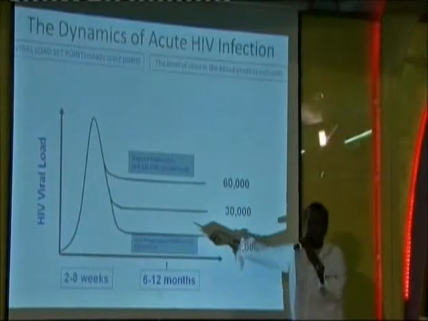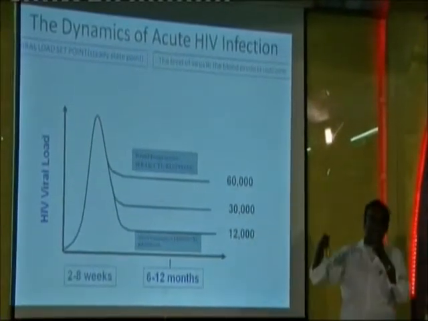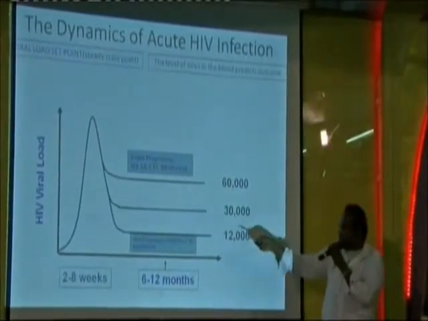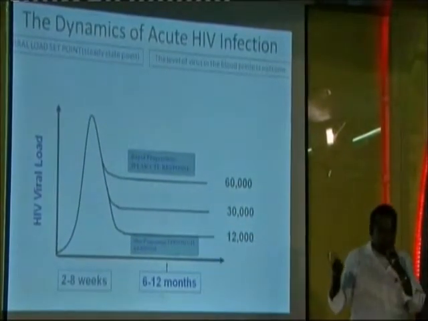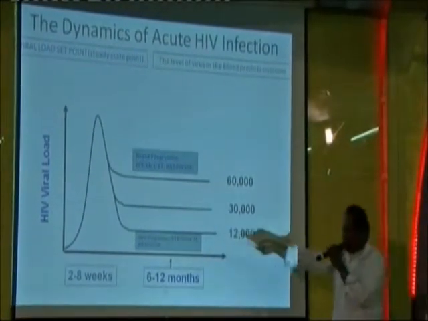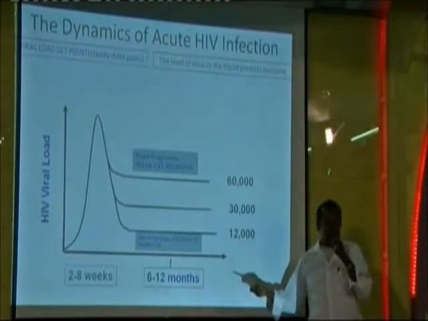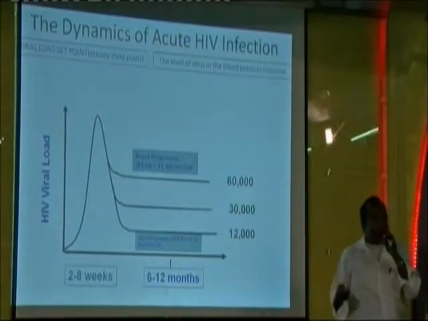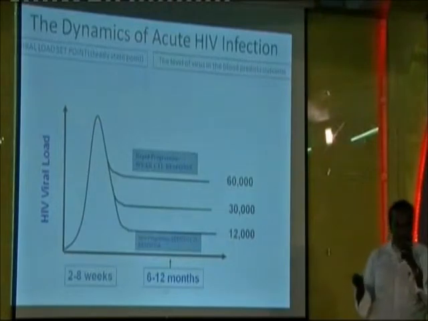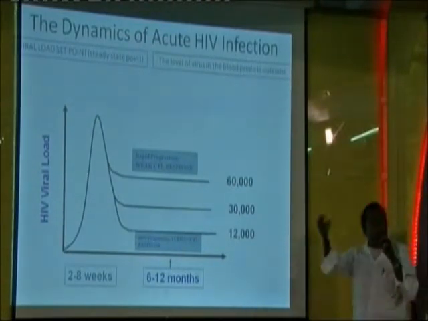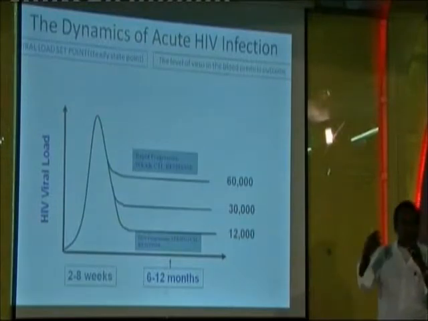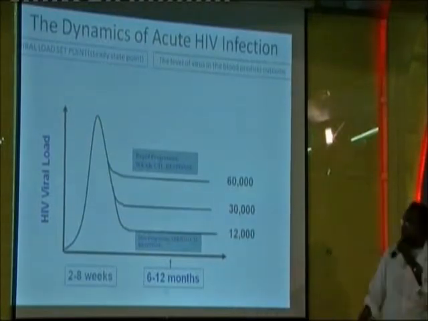So this is what we call the set point. Remember, we have been talking about the set point on several occasions. If you have a higher set point, it means you're a rapid progressor. If you have a lower set point, you are a slow progressor. So if you do a viral load test, say 6 months after acute infection, then you will know your set point. So there are ways to know how we are going to progress to AIDS.